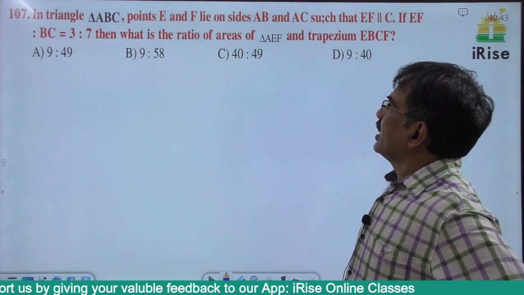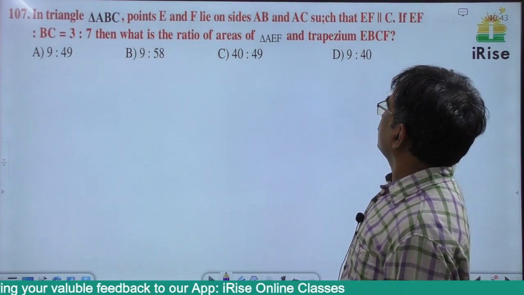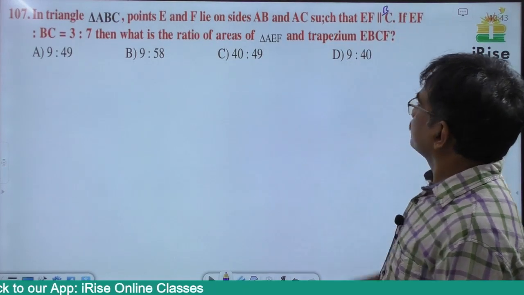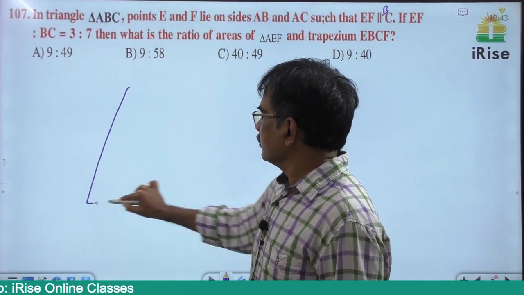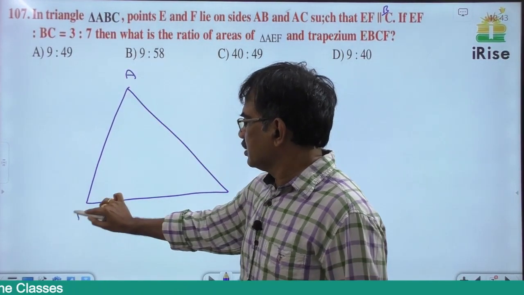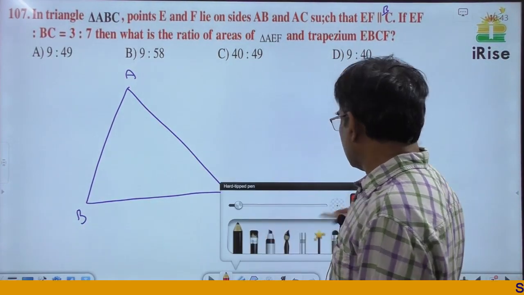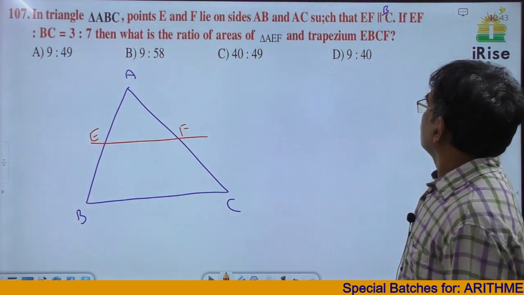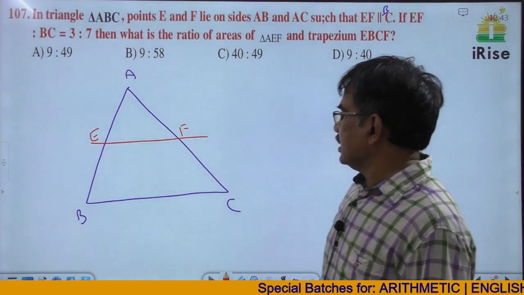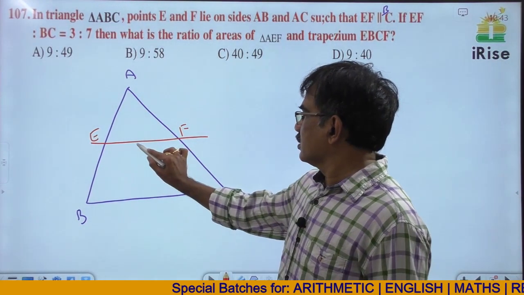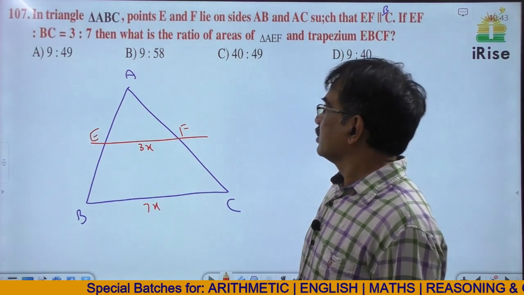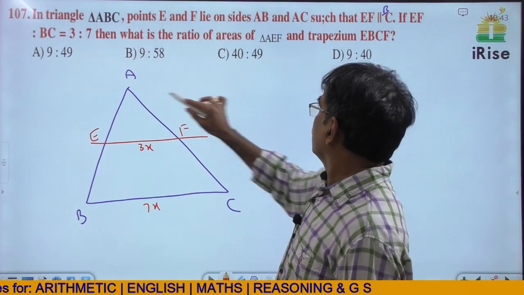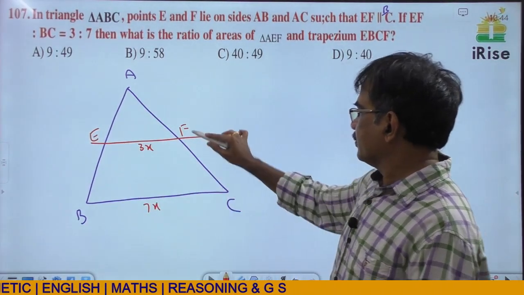In triangle ABC, points E and F lie on the sides AB, AC such that EF is parallel to, I think it is BC. This is ABC. EF is parallel to BC. EF is to BC is equal to 3 is to 7. If this is 3x, this is 7x. Then what is the ratio of areas of triangle AEF, this area, and trapezium EBCF?